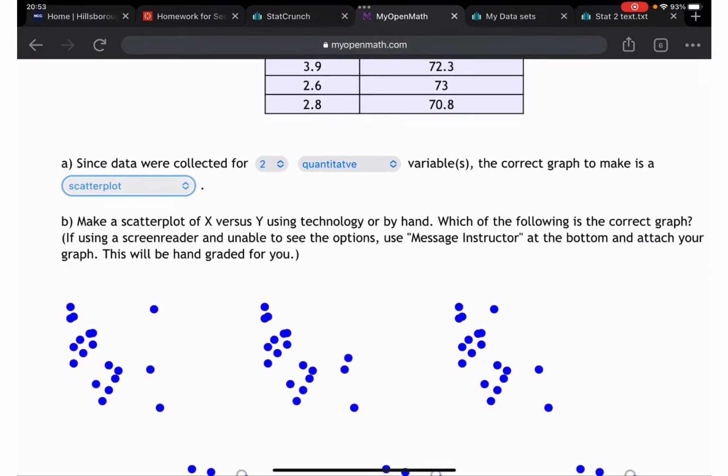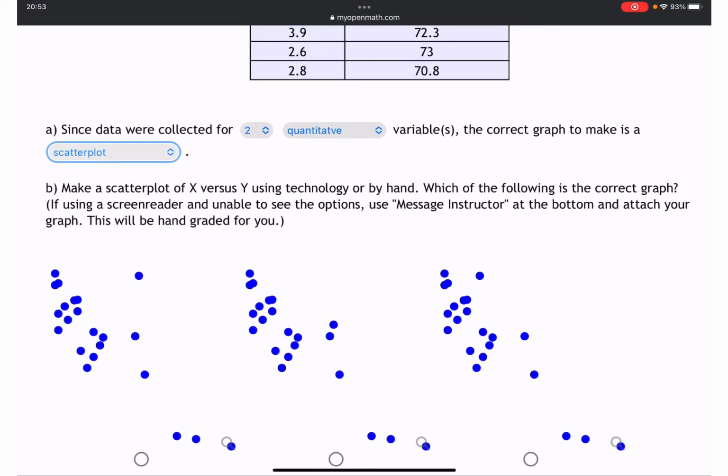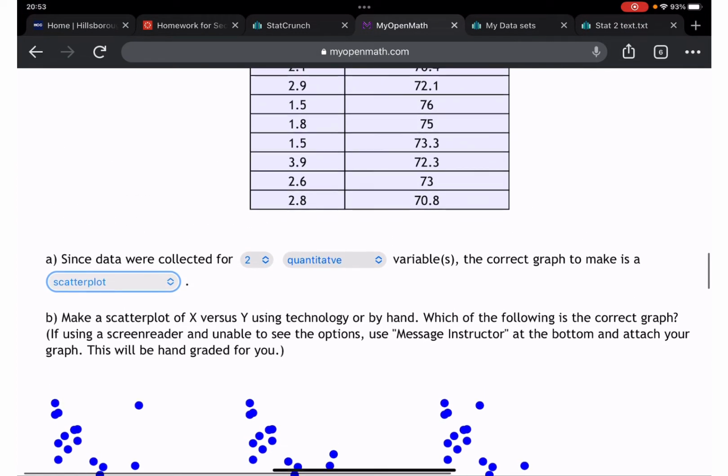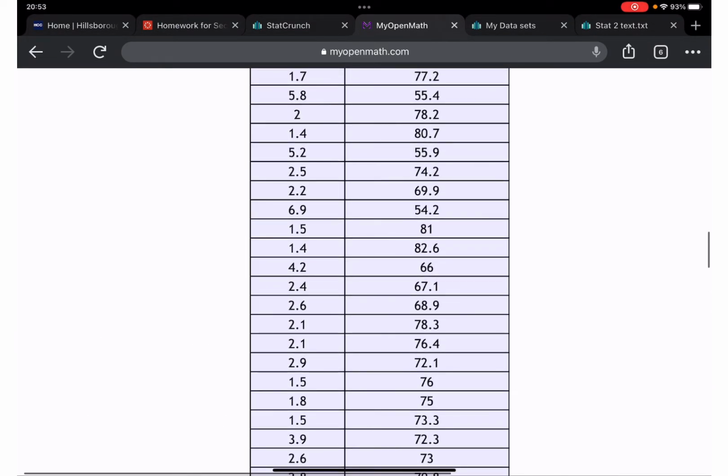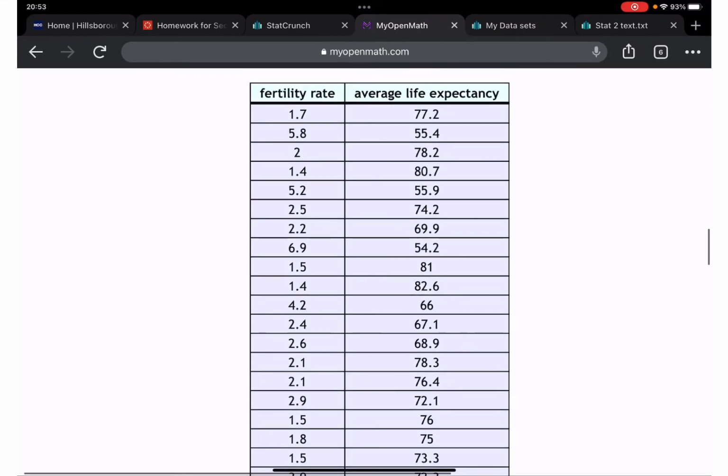Okay, we need to make the scatter plot using technology or by hand. Well, I think it's going to be difficult. Not difficult, it's going to be time consuming. Look at all this decimal notation. So I think you will agree that it's better to do it in StatCrunch.